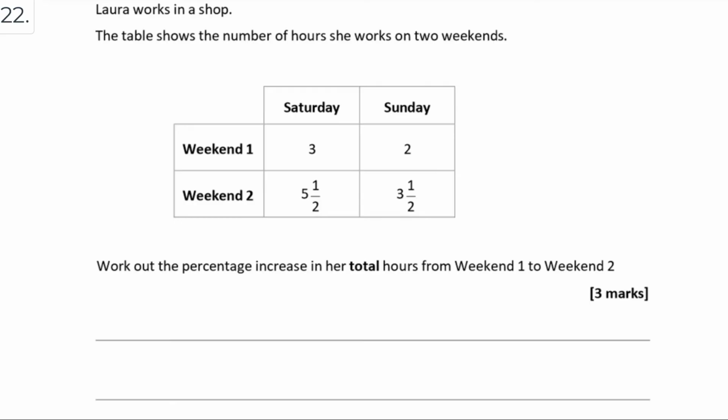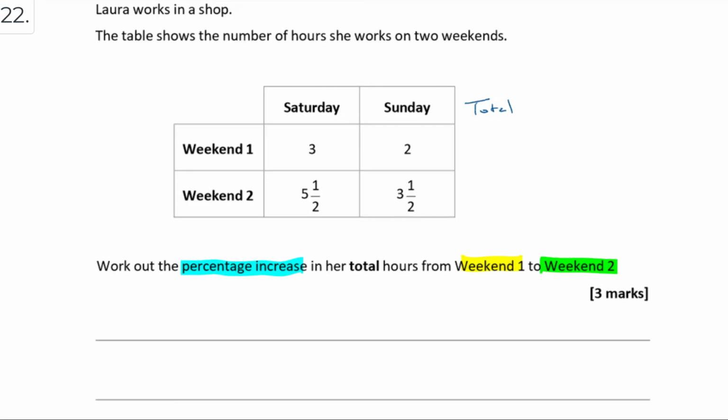Right, so we want to work out the percentage increase in her total hours going from weekend 1 to weekend 2. Okay, so we need to work out what those are then, don't we? We need to work out how many hours she worked in weekend 1 and how many hours she worked in weekend 2, and then we're going to have to find the percentage change. Okay, so let's work out the total hours for weekend 1 and weekend 2 first. So we need a total.